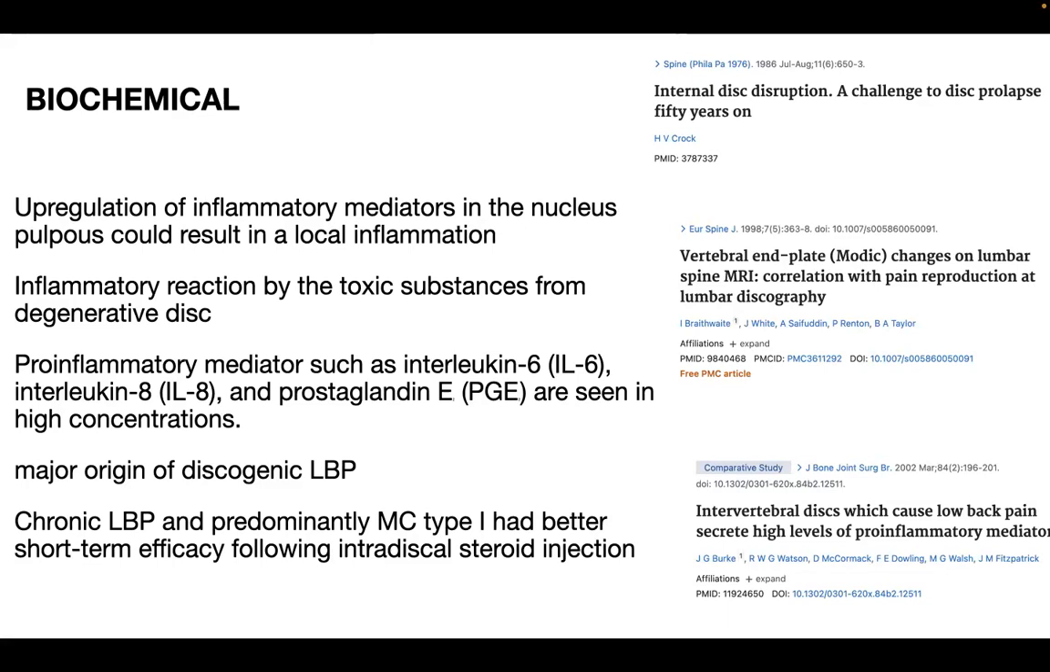This theory is further supported by the fact that following an intradiscal steroid injection, there was a short-term efficacy in patients with chronic low backache and predominantly Modic changes type 1.